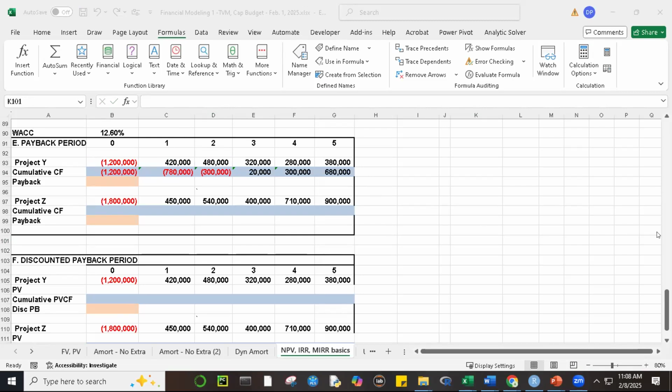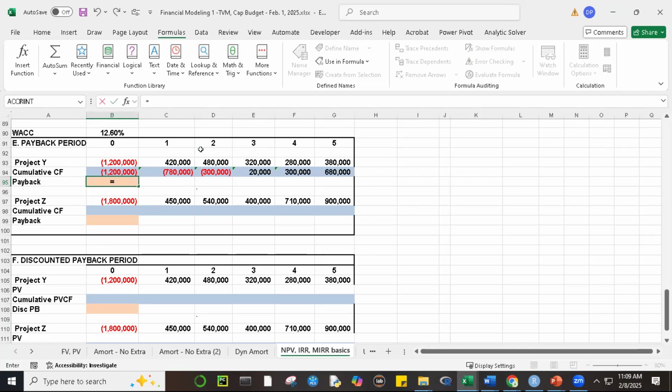Now we can compute for the payback period. So the payback period is between the second and the third year because that's the time when you're already able to recover your cash flow. It became positive here. So it will be equal to 2 years plus a certain fraction. The question is, at the end of year 2, how much cash flow do we still need to recover? If you take a look at this, we still need to recover 300,000.